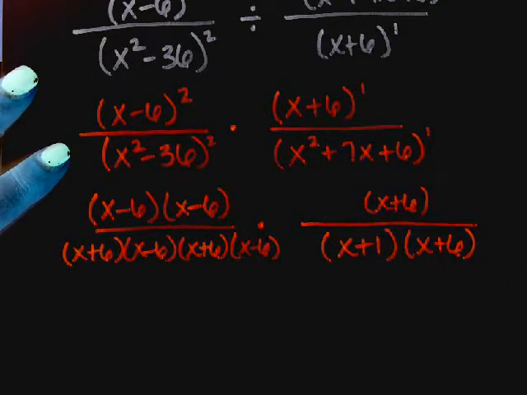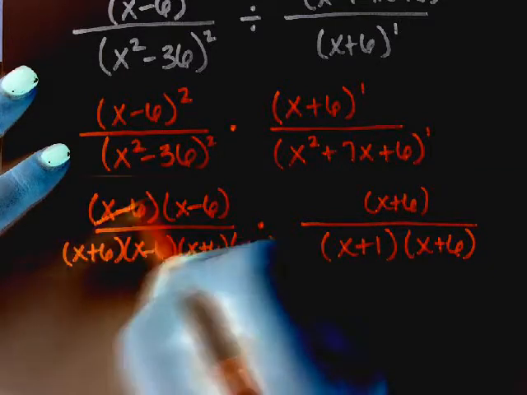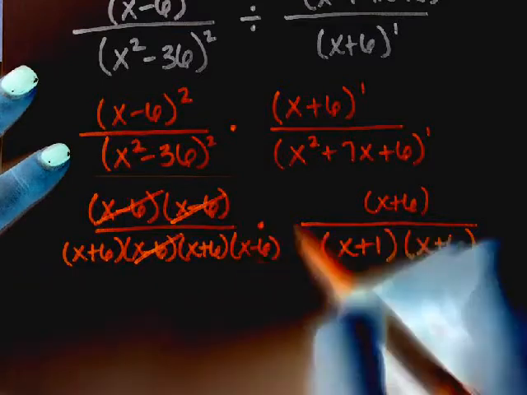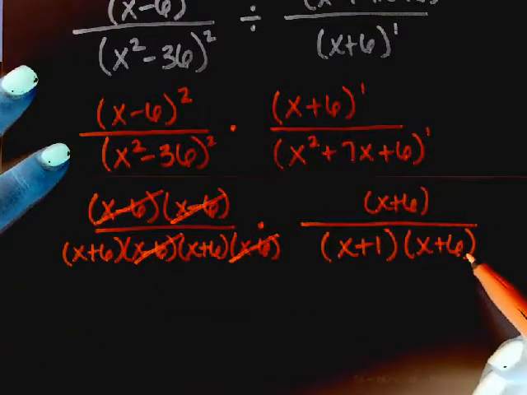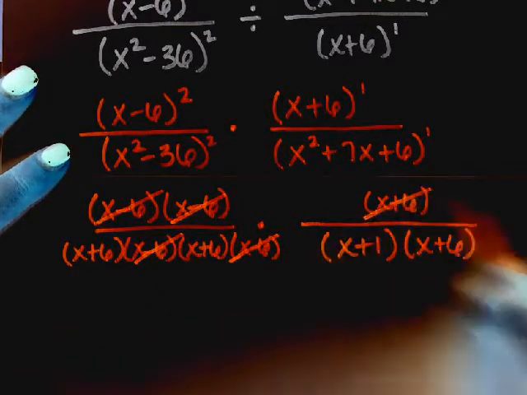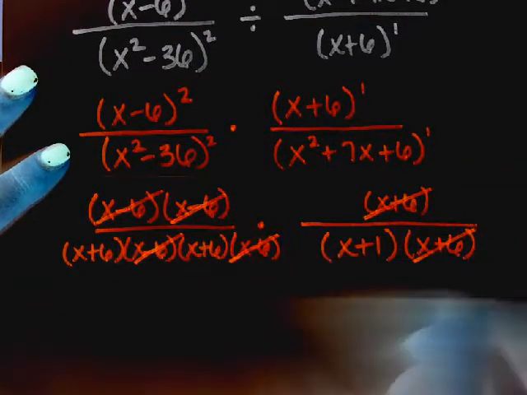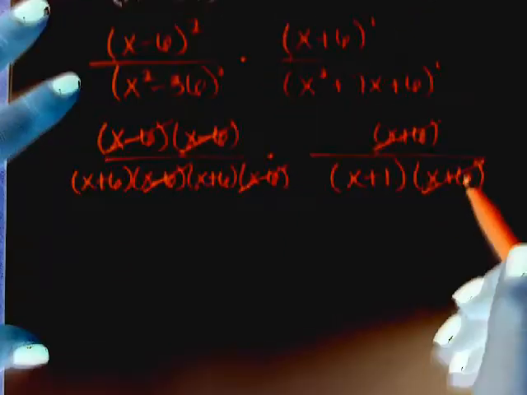And then we cancel. It is a lot of canceling. X minus 6 with x minus 6. X minus 6 with x minus 6. X plus 6, x plus 6. That's it. Okay, so everything was gone on the top. It's 1.